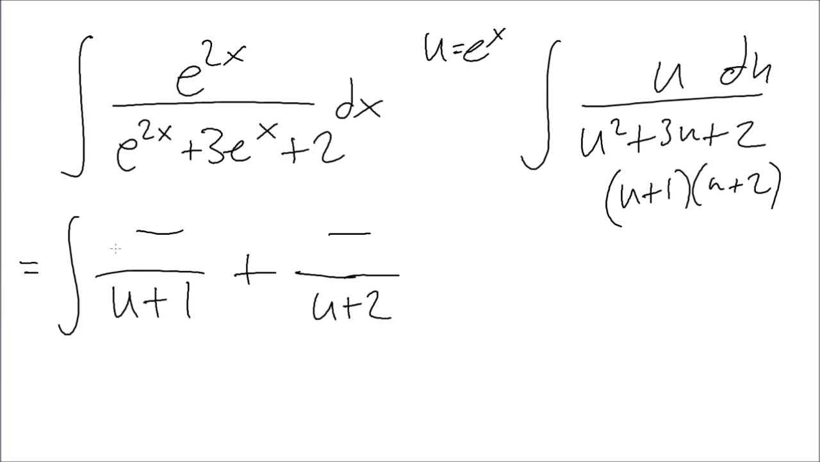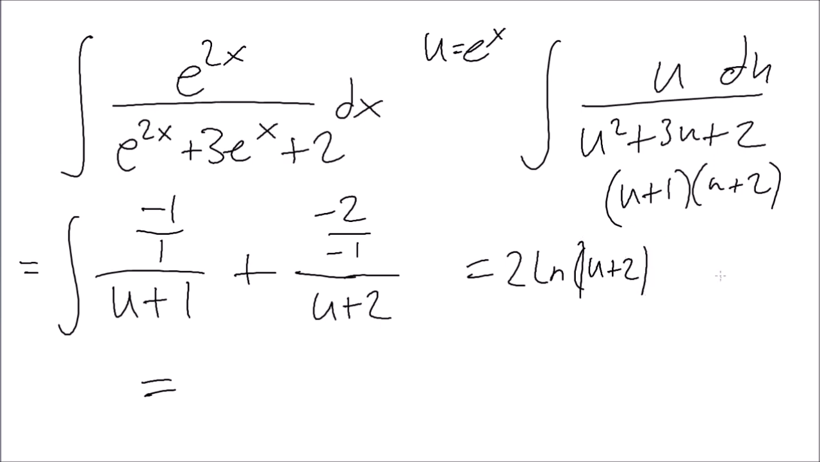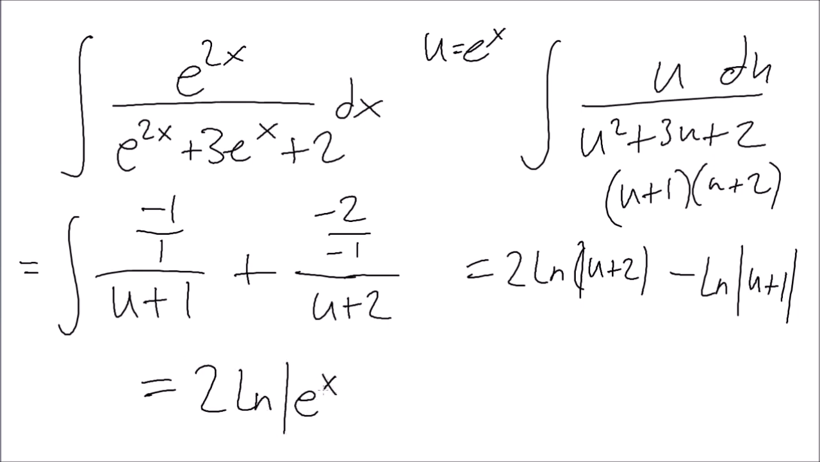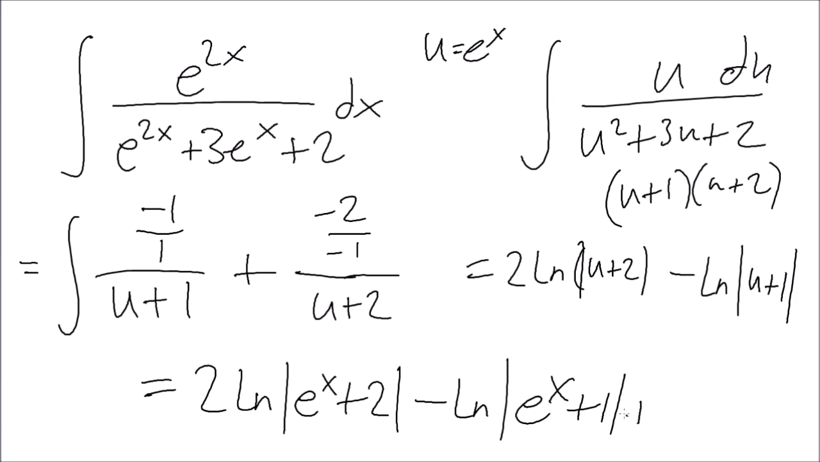So let's go ahead. Plug in -1, plug in -1 here, that's 1. Plug in -1, u, it's just -1. Okay, plug in -2 here, -2 here, -2 plus 1, that's -1. -2, oh, I mean, it's just u, -2. Okay, so now our answer is just, well, I'll put it here. We have 2 ln u plus 2 minus ln of u plus 1. So our answer is 2 ln of e to the x plus 2 minus ln e to the x plus 1 plus c.